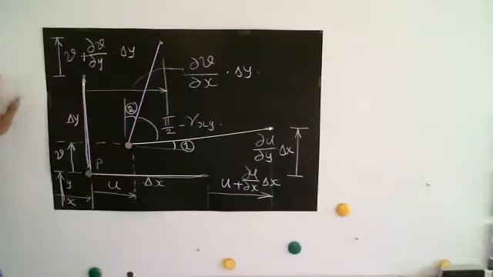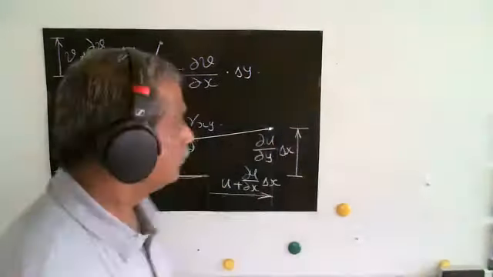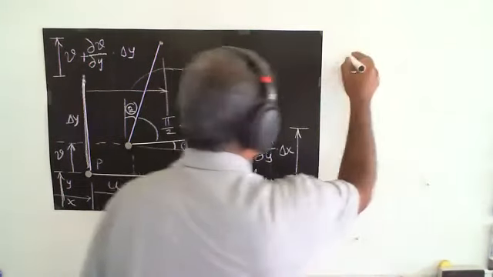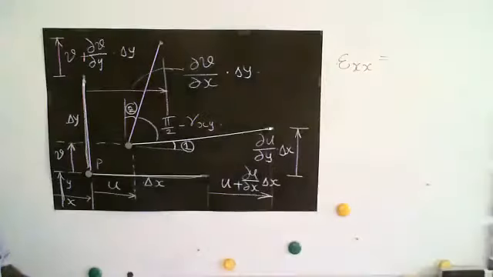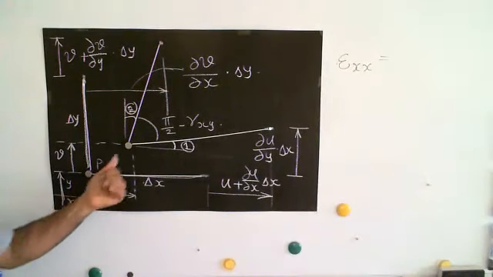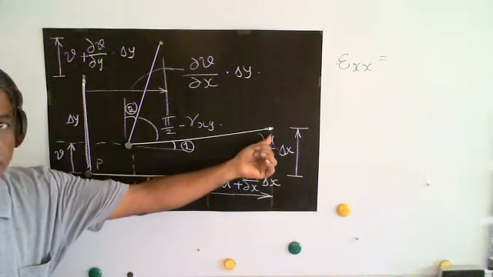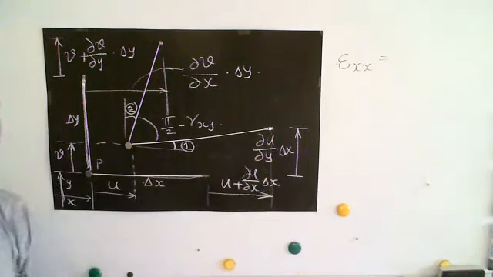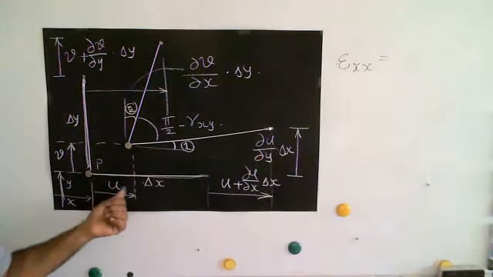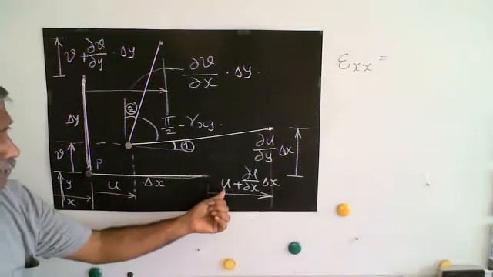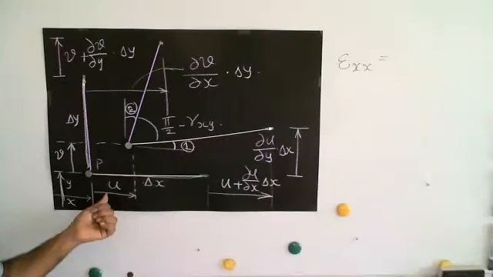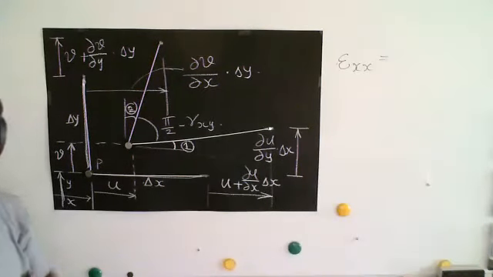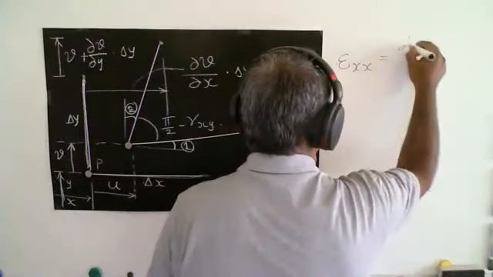Let me take this side, okay, this side is visible, right? What is epsilon XX? That's the first question, right? For epsilon XX, I have to look at how much extension has occurred here, subtract whatever movement that has occurred to P, right? So which is U plus dou U by dou X times delta X minus U, which will give me dou U by dou X times delta X. So it is dou U by dou X.